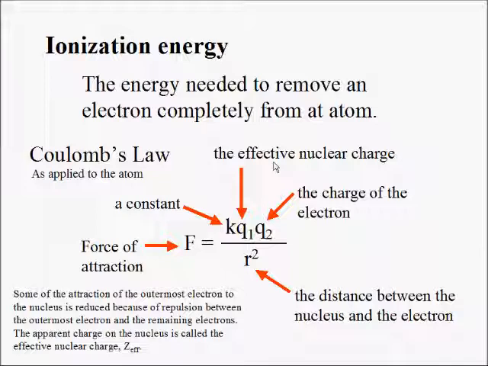You see, the outermost electron is both attracted to the nucleus and it's repelled by all the other electrons that are closer to the nucleus. So therefore those extra electrons provide what's called a shielding effect and reduce the charge, or what appears to be the charge, on the nucleus. And so we call that the effective nuclear charge.